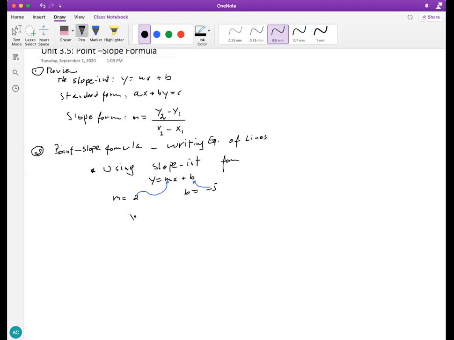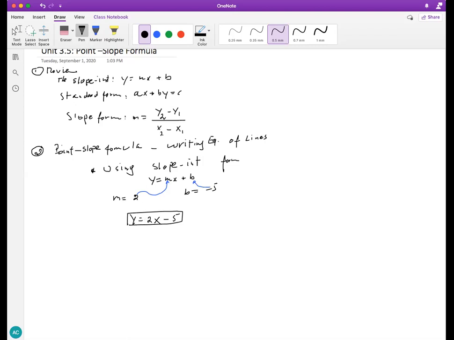If you plug those in, you end up with the equation. So it will be y equals m times x. M in this case is 2, that's the slope. X stays there, plus b, which happens to be -5. That's it, that's the equation of the line using the slope and b. If they're given to you, all you have to do is plug them in and you have your equation. That's the first one and the easiest one. It's only the simple step of plugging in m and b.